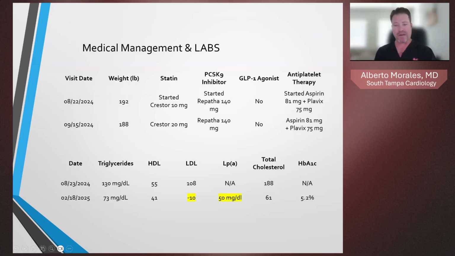So we talked to him about options, and we managed him very aggressively. We started him on a statin, put him on 10 of Crestor, bumped it up to 20, put him on a PCSK9 inhibitor. Initially put him on DAPT, and then later changed it to just aspirin. We were able to get his LDL from 108 to -10. LP(a) came back mildly elevated. This is probably higher before PCSK9. And then because of his risky plaque, we decided to scan him in 6 months.